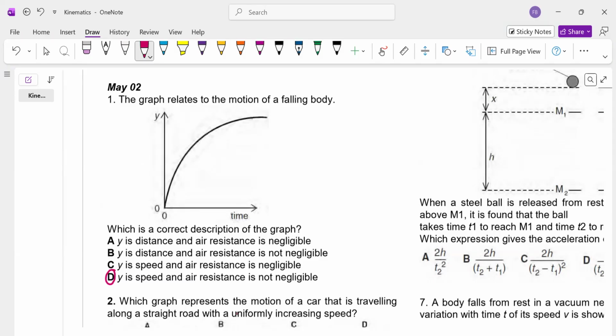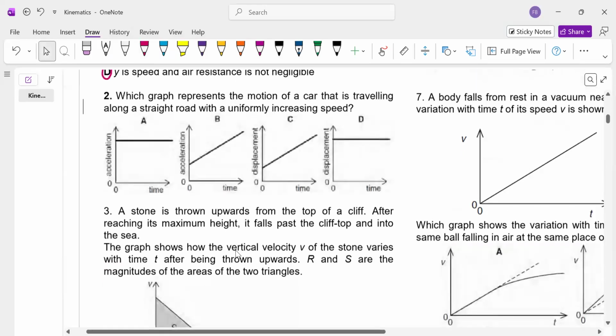And what do we get from the area of a speed-time graph? The distance. Because if you have a velocity-time graph, then you will get displacement from the area of the velocity-time graph.